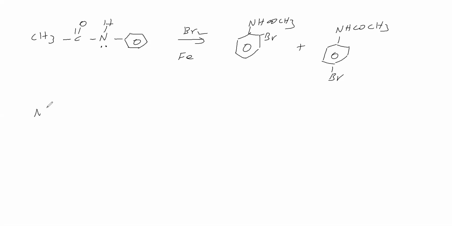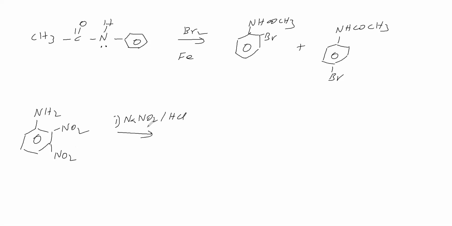So next reaction we will see: NH2 on a phenyl ring, with NO2 groups. This compound we are taking. It is first treated with NaNO2 and HCl at 0 to 5 degrees Celsius, then it is treated with anisole. Due to the first step, diazotization is possible. So NH2 is converting into N2Cl.